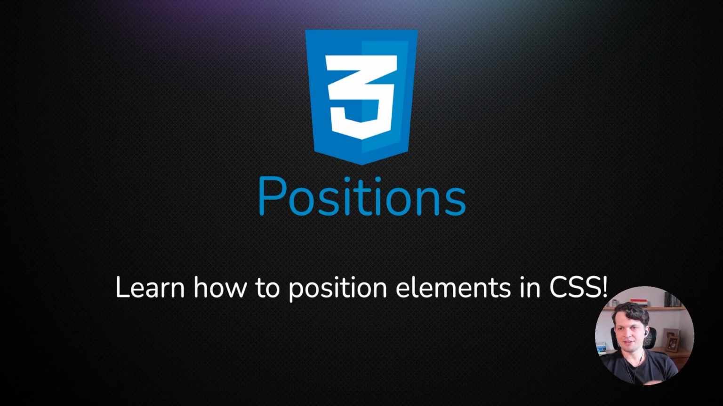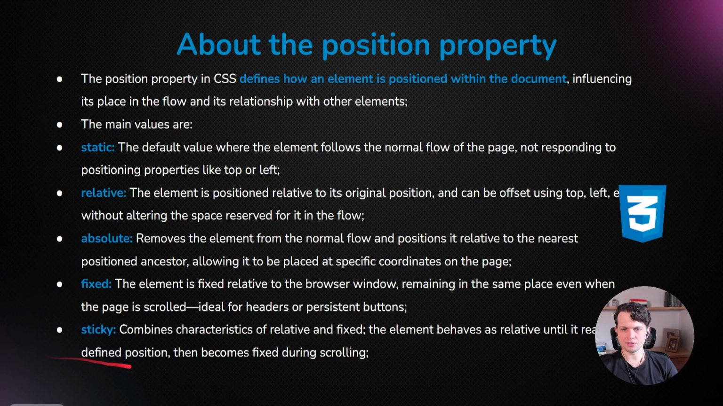So I have here a slide to share some theory about position with you, and all the things that we're going to see here, we're going to apply to the code editor and see how it works in the browser. So the position is a property, and we have these values to set the position of an element. The position property in CSS defines how an element is positioned within the document, influencing its place in the flow and its relationship with other elements.